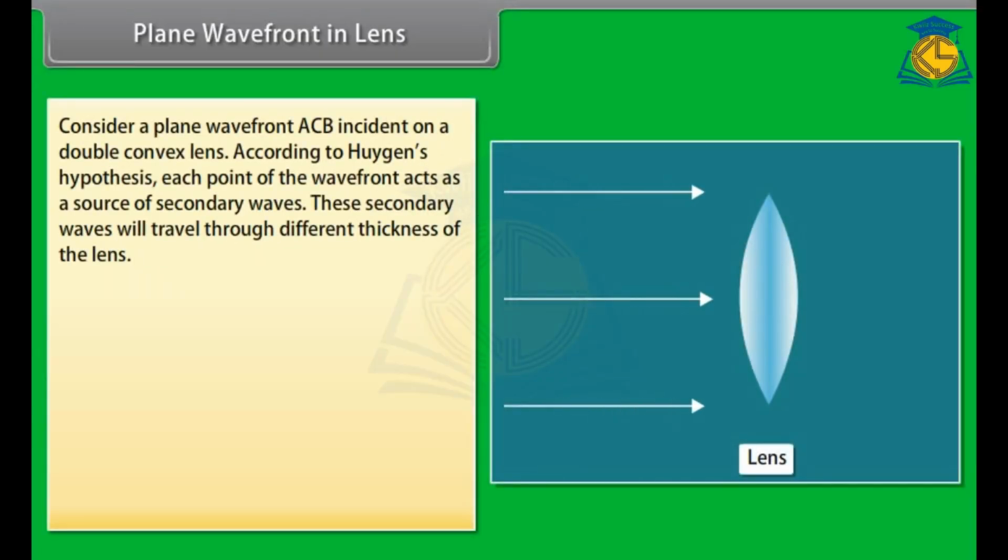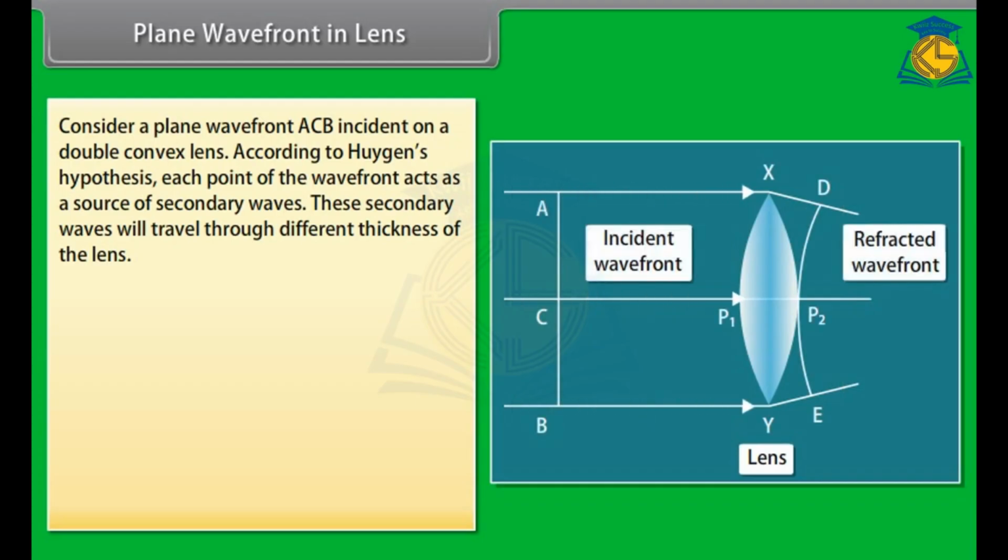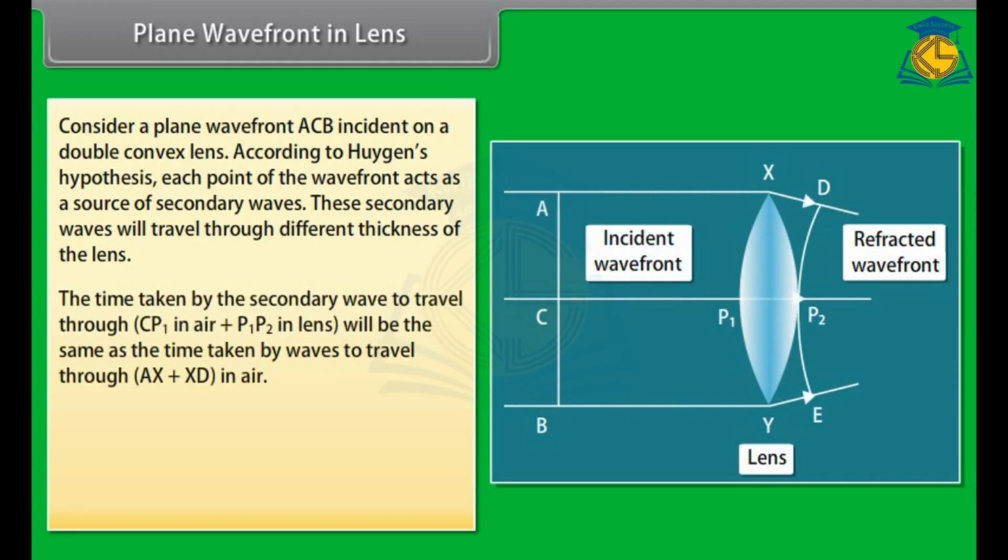Plane wavefront in lens. Consider a plane wavefront ACB incident on a double convex lens. According to Huygens hypothesis, each point of the wavefront acts as a source of secondary waves. These secondary waves will travel through different thicknesses of the lens. The time taken by the secondary wave to travel through CP1 in air plus P1P2 in the lens will be the same as the time taken by waves to travel through AX plus XD in air.